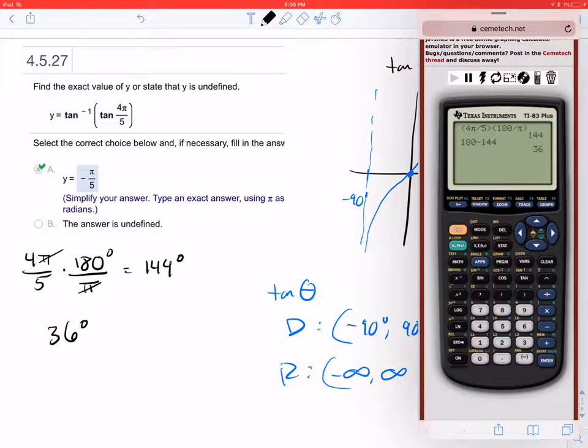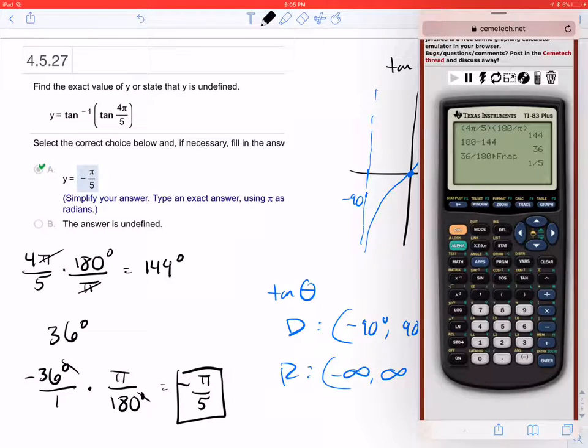We have to decide if it's quadrant 1 or quadrant 4. I would say quadrant 4, because tan has a negative slope in quadrant 2, and since we want our tan to have a negative slope, we need to be in quadrant 4. So we convert negative 36 degrees to radians by multiplying by pi over 180. Degrees cancel, and 36 divided by 180 as a fraction gives negative pi over 5. That's the best explanation I can give as to where that answer comes from.